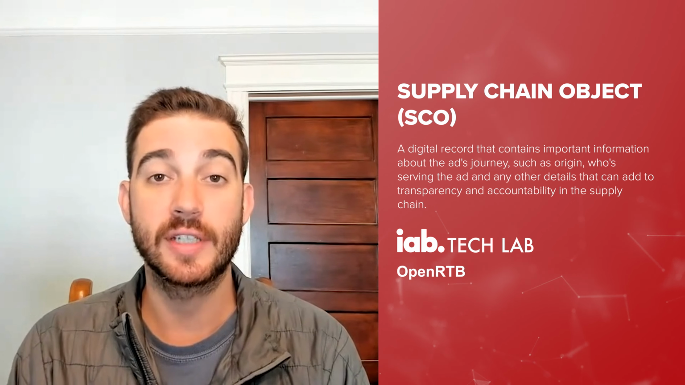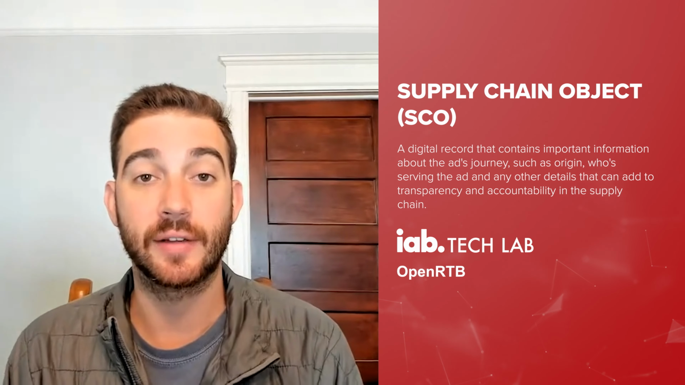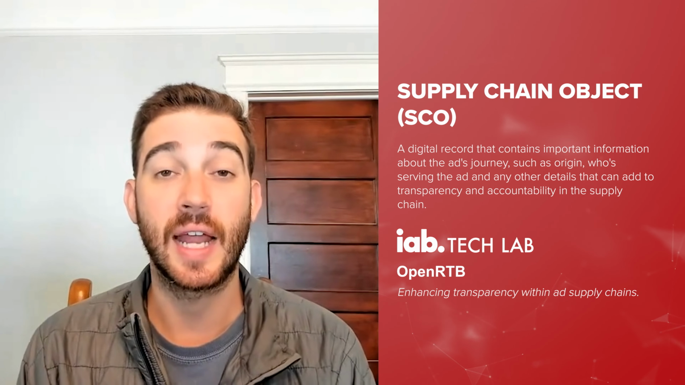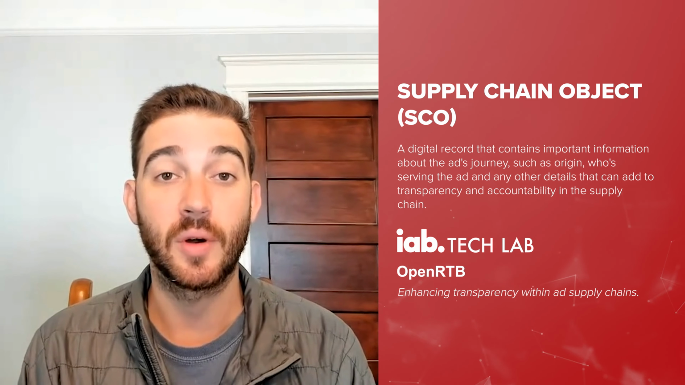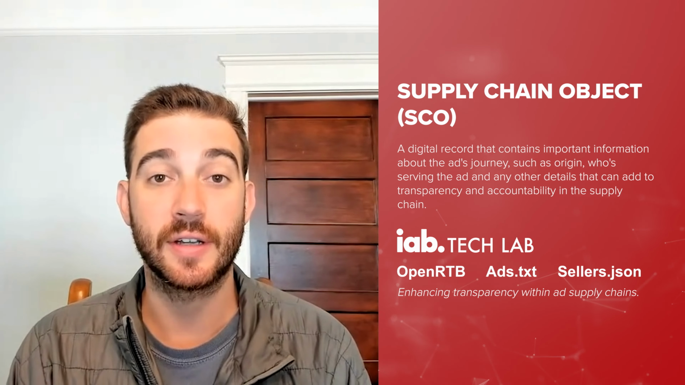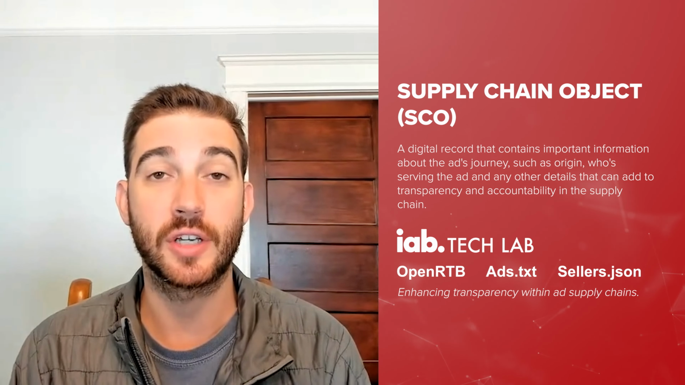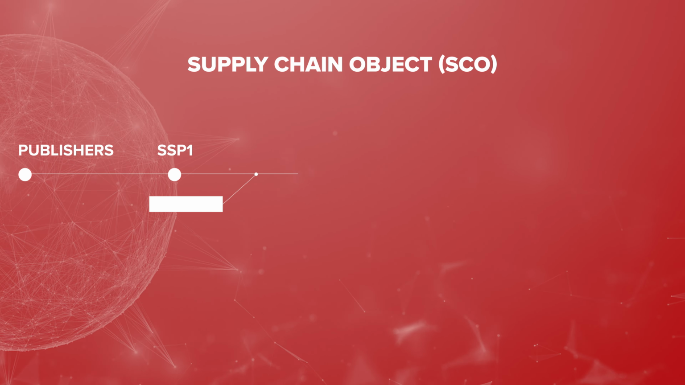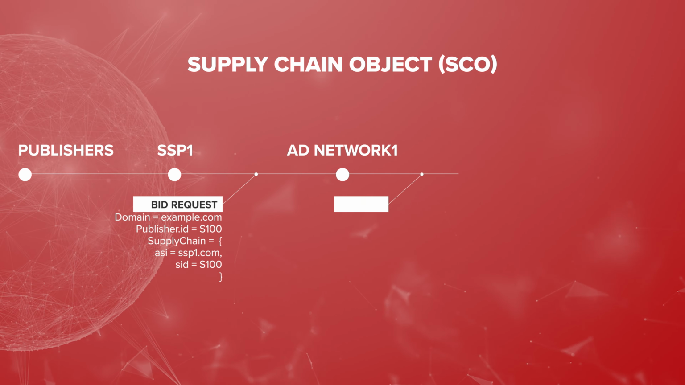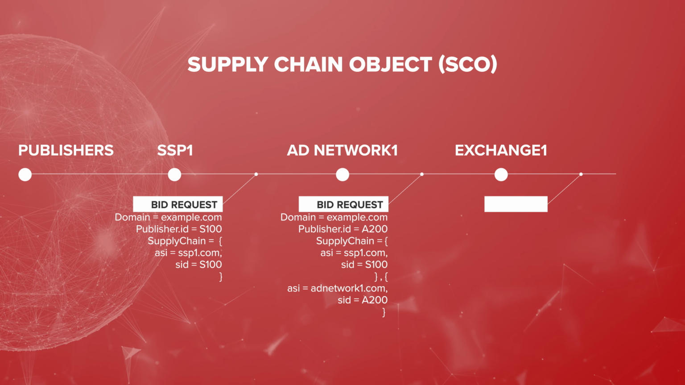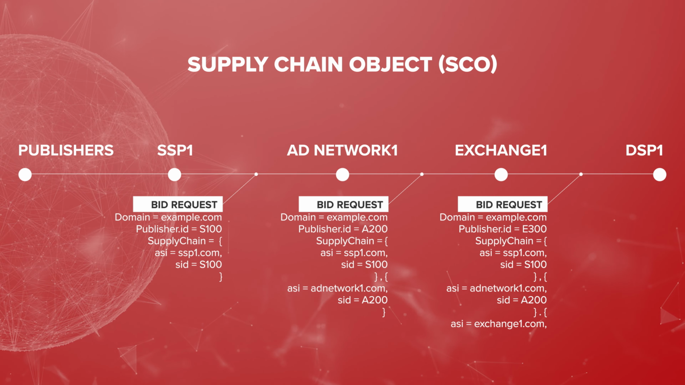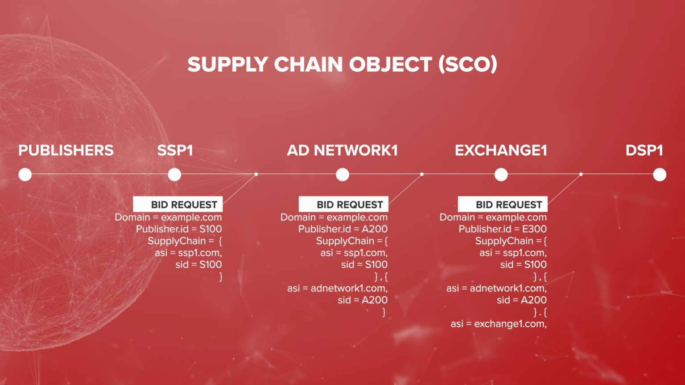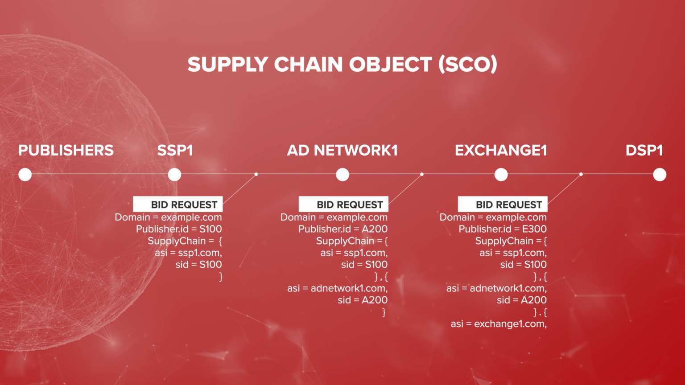SCO stands for Supply Chain Object. It is an integral part of the OpenRTB designed by the IAB Tech Lab to enhance transparency within ad supply chains. It is intended to work with ads.txt and sellers.json, two other IAB Tech Lab supply chain transparency standards. The supply chain object provides visibility into all intermediaries involved in the sale of a specific ad impression. It traces through a series of nodes, illustrating all the sellers who receive payment for an individual bid request, utilizing data such as the seller's URL and publisher ID.